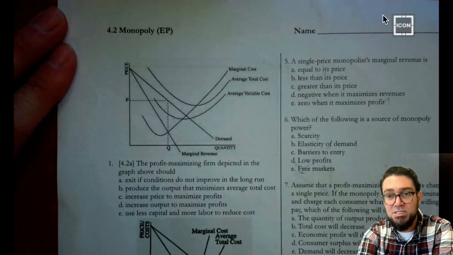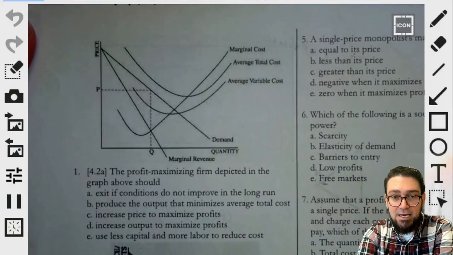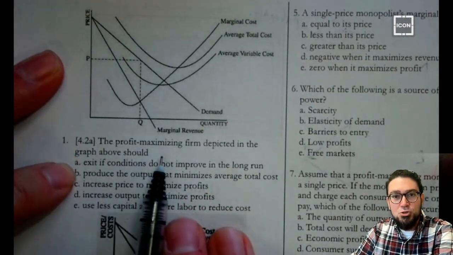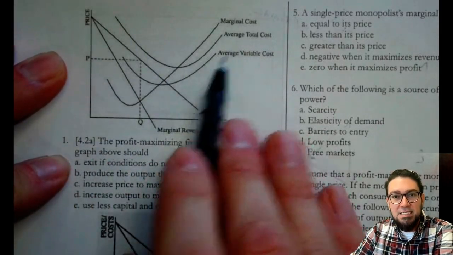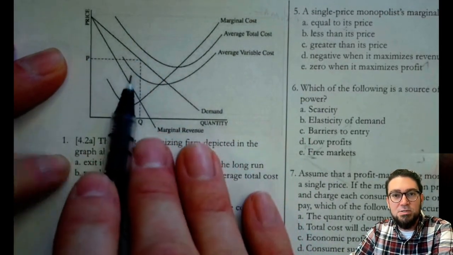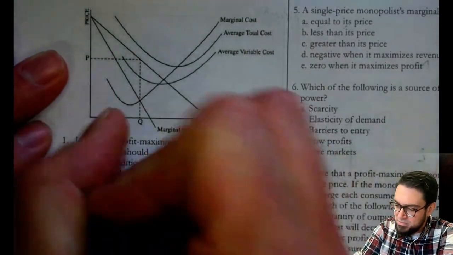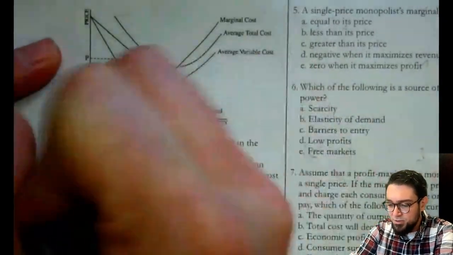I'm going to zoom in just a shade here as my eyes are getting old. Let's see here. Number 1, a profit maximizing firm should do what? Well, we see here the ATC is way up here, so this company is clearly losing money. Exit if the conditions do not improve. Well, that's the answer right there. They should leave because they're earning a loss, right?